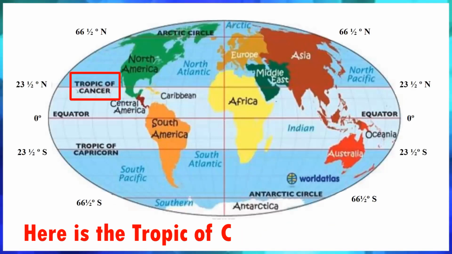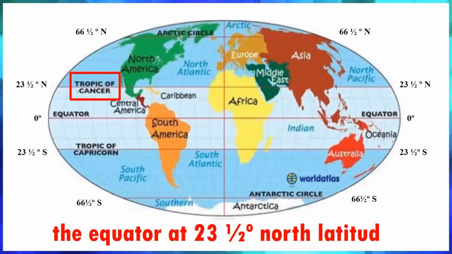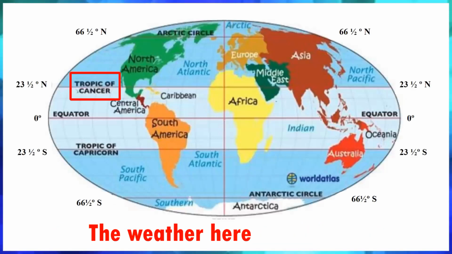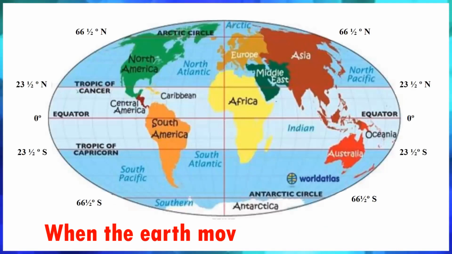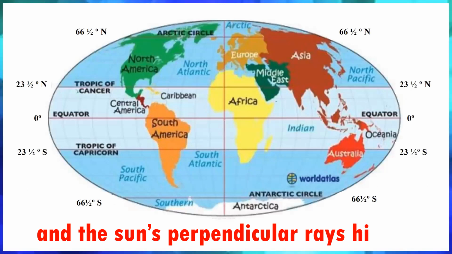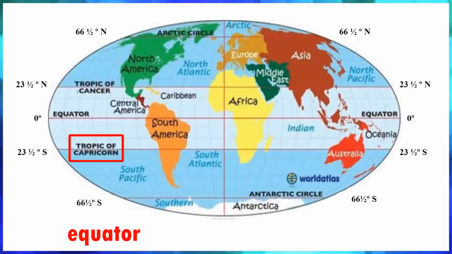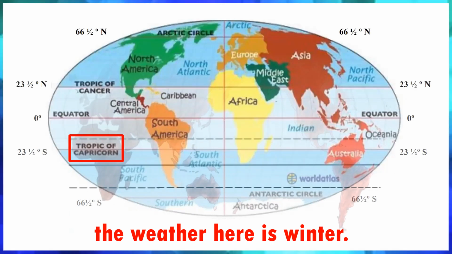Here is the Tropic of Cancer, which is above the equator at 23½ degrees north latitude. The weather here is summer. When the Earth moves around the Sun and the Sun's perpendicular rays hit the Tropic of Capricorn, which is below the equator at 23½ degrees south latitude, the weather here is winter.